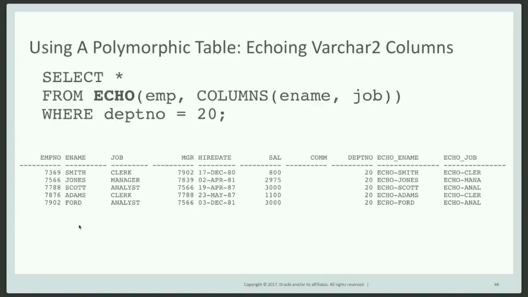So in effect, you just get a value or a table object that you can play with, and you can inherit all the features that were built into the optimizer as if you were running a natural, stored table. So in this case, we've got polymorphic table, row semantic called echo, inputs are emp, columns that I'm going to pass in ename and job, and you can see here I've got echo Smith, echo Jones, echo clerk, echo manager, and so on and so forth.